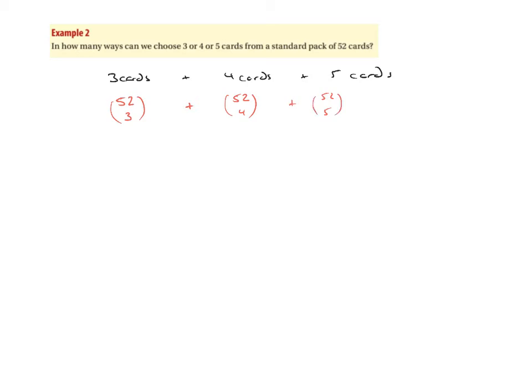We then get our calculator out and work these things out separately to get 22,100 plus, in this one it's 270,725. We did that in the previous part. And 52 choose 5 is 2,598,960. And if we add them together, it's equal to 2,891,785 different ways of getting either 3 or 4 or 5 cards from a pack of 52.